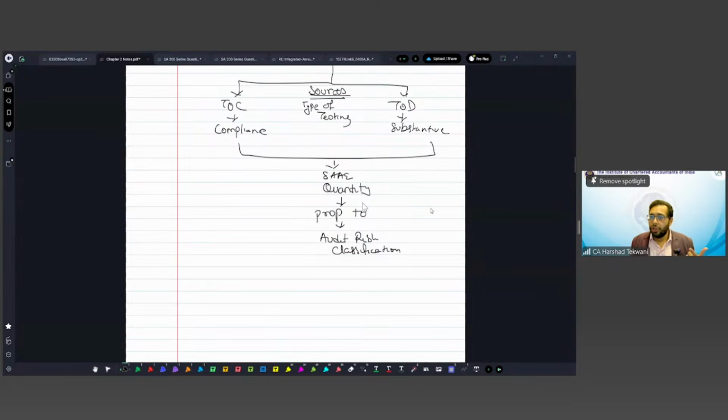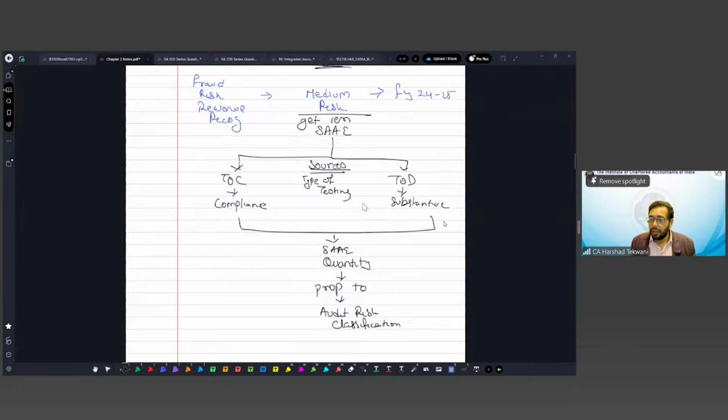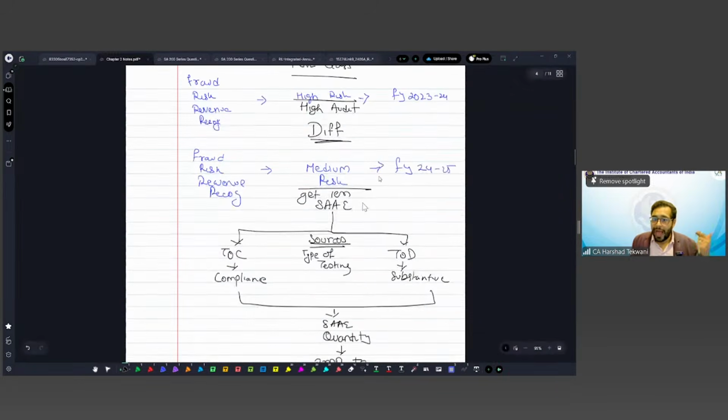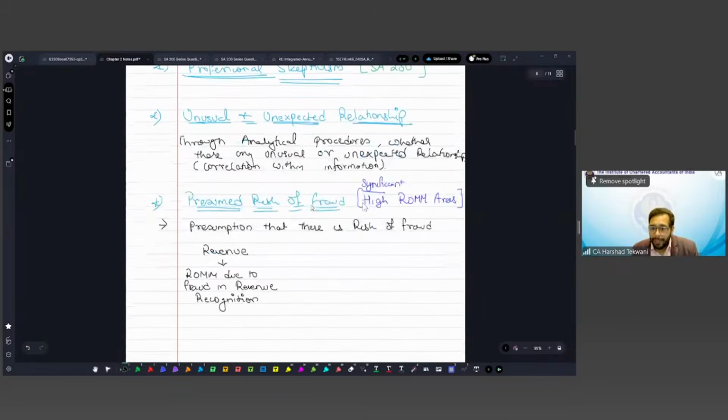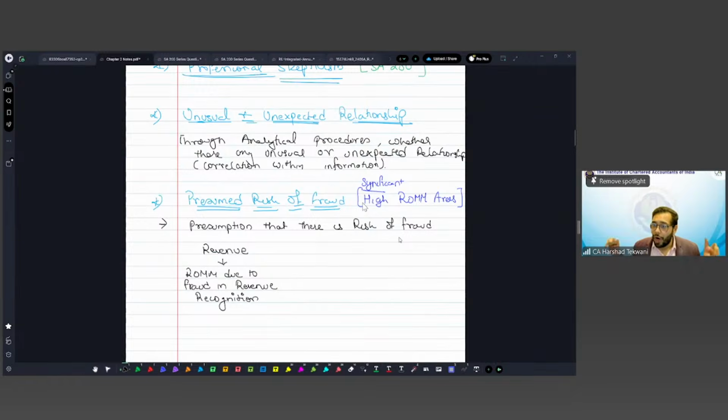So the more quantity you require, the more test of details and test of controls you will be required to do. So the higher the risk, the higher the testing. That is the basic stuff I'm talking about. Now coming back here, when I talk about presumed risk of fraud, I said this is the high risk of material misstatement area, or you call it a significant risk. When I say significant or high risk areas, that means by default your procedures will be more because you need more audit evidence. Yes or no?